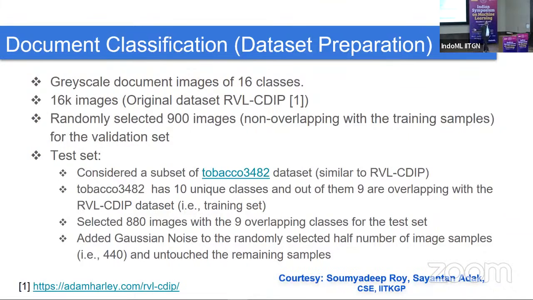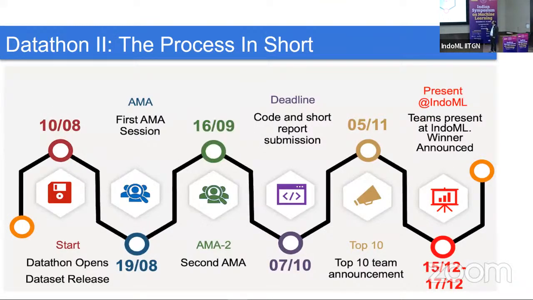This is how the dataset was created, to make sure that you cannot overfit on the given training set. So the people who are here created systems that are generalizable enough. This is the primary process.